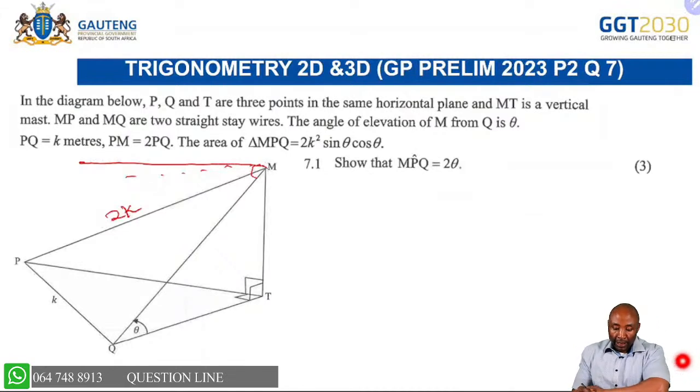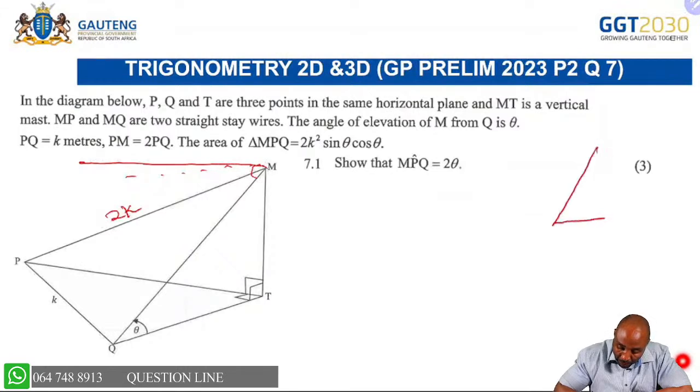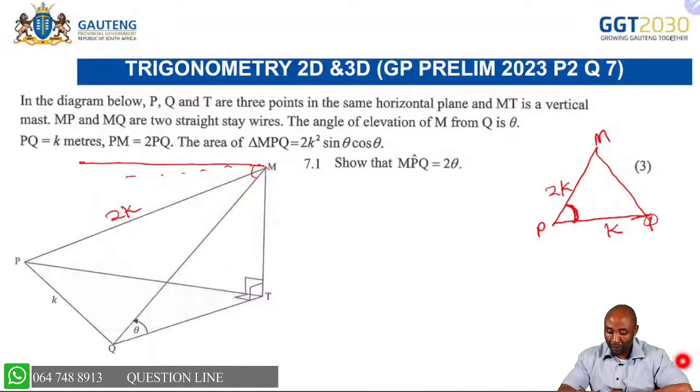Like I said, draw the triangle first to help you see what you are actually working with. So I'll draw triangle MPQ here so that it makes sense. My M is up there, my P is here, my Q is down there. This one is K, this one is 2K. We want to find the size of this angle. We are supposed to show that that angle is equal to 2 theta.